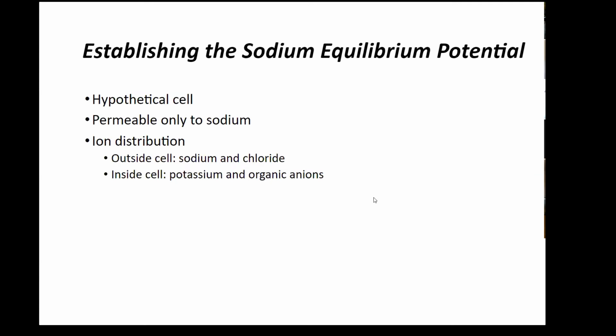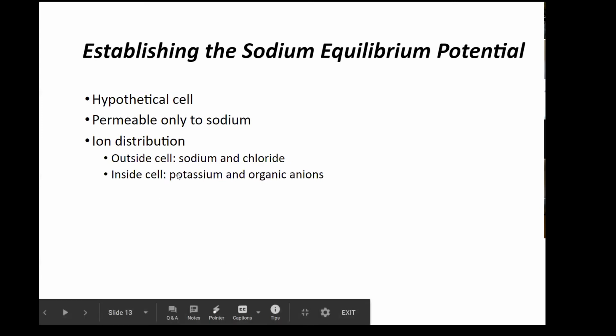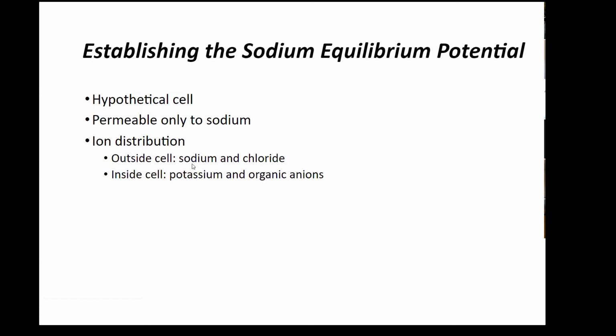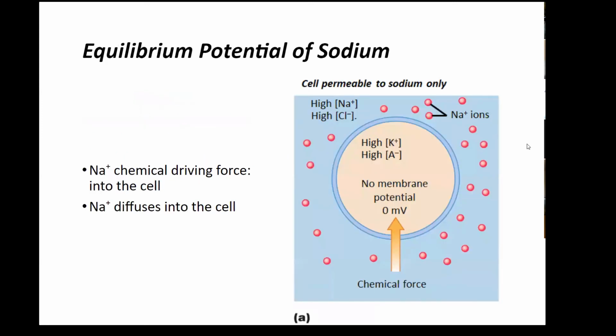Okay, so we're going to start again with a hypothetical cell. So this hypothetical cell is permeable only to sodium. We're not going to be thinking about the potassium to start out with. Okay, so our ion distribution for the cell eventually is going to be that we have sodium and chloride outside the cell. Inside the cell, we have potassium and organic anions. But we're going to track just the sodium part first.